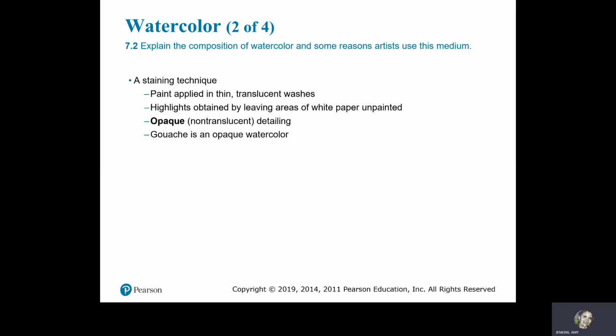In watercolor, you use a staining technique. Paint is applied in thin, transparent washes. Highlights are obtained by leaving areas of white paper unpainted. And opaque, meaning non-translucent, paint is used for detailing. And know that gouache is an opaque watercolor.